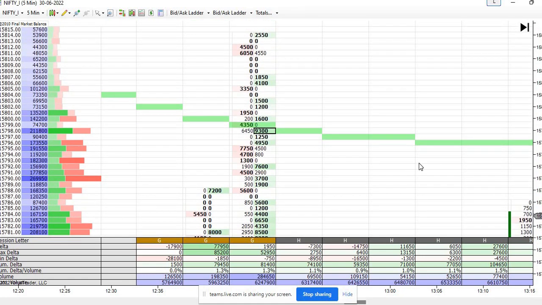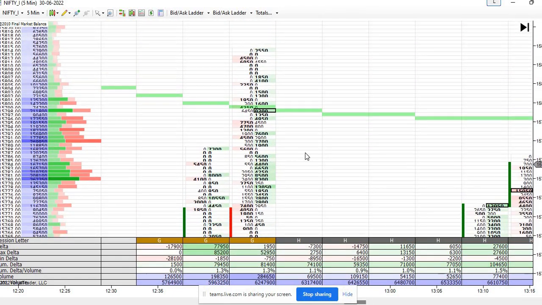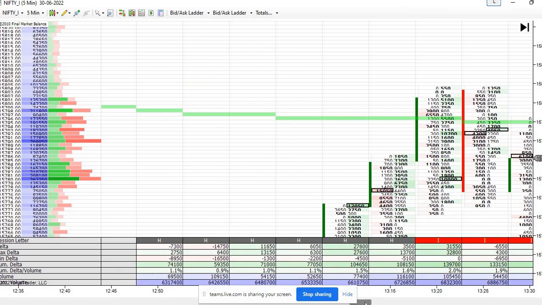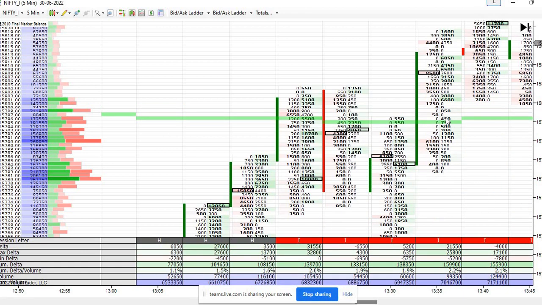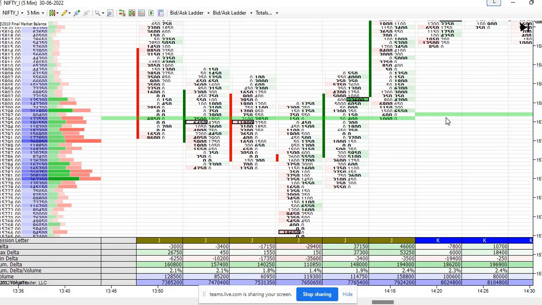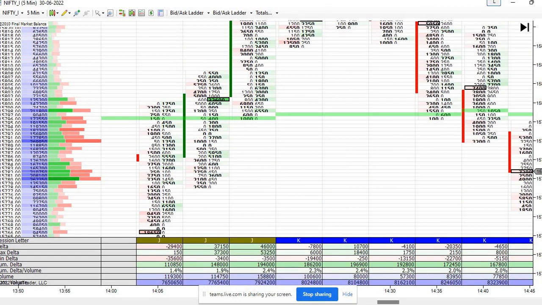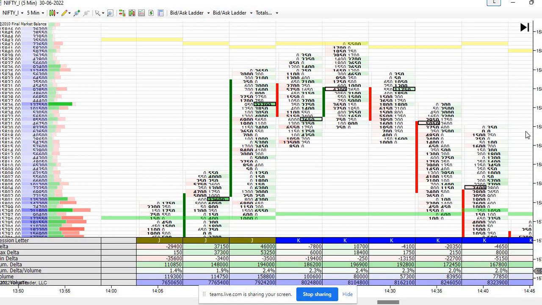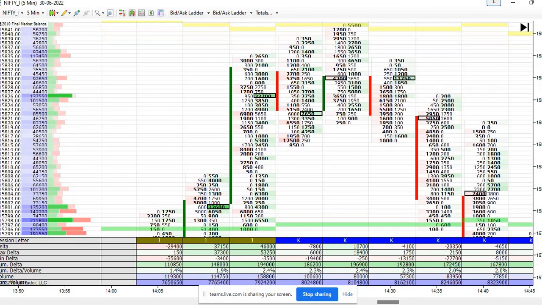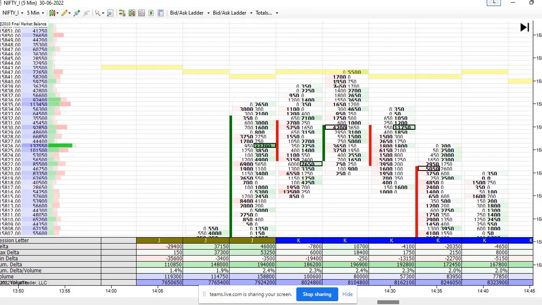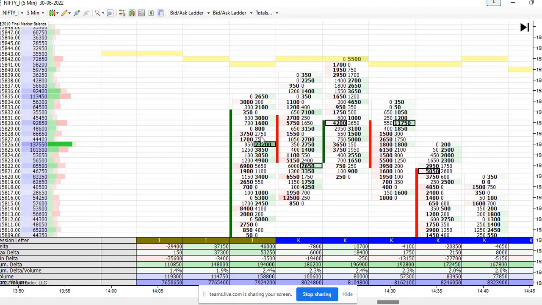It attempted again. Look at this. This is one of the first trials. Then it came back again at 15,805, rejected again. Look at this. Rejected again. Rejected a third time. I think this was the expiry day, right? This was the expiry day. And the third time, it gave a nice breakout. But what happened? Here, it got reversed from 15,850.